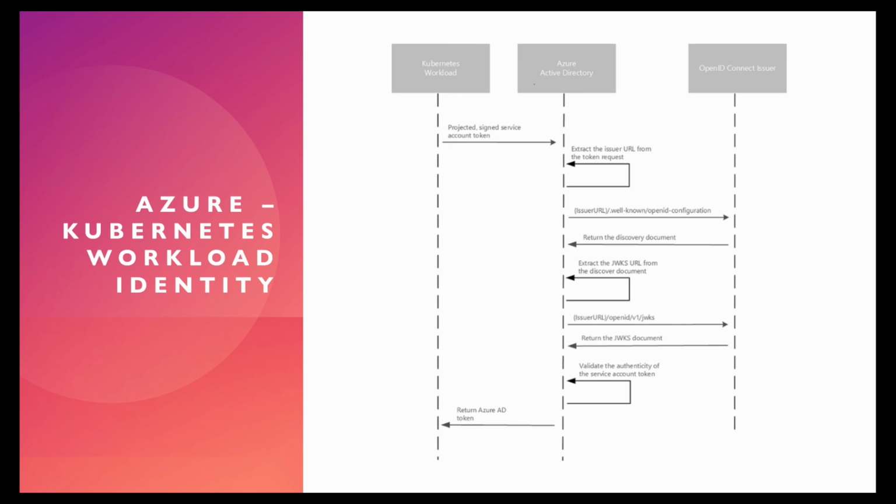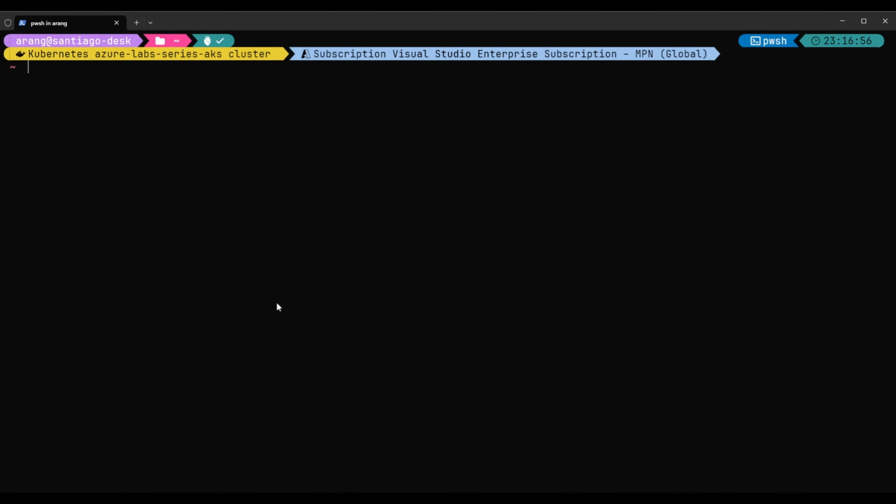So with that in hand, let's start with the first page where we are going to be enabling the OIDC issuer and also the workload identity. So let's get started.